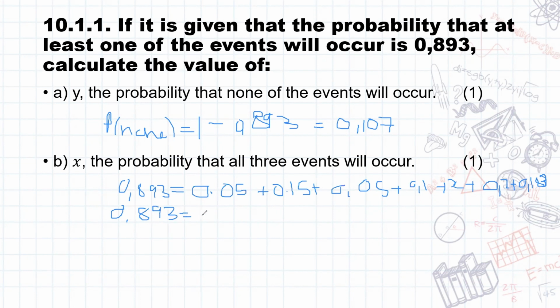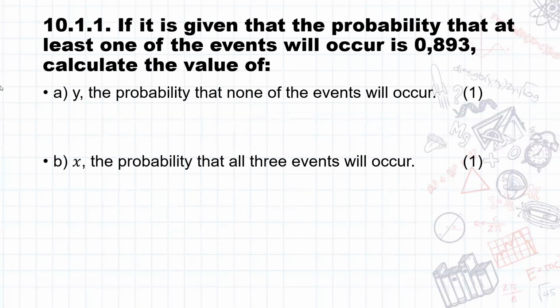All right, so we add all of this up, and on the left-hand side we still have 0.893 is equal to x plus all of the rest of them added up, and we get a value of 0.733. We take the 0.733 to the other side and subtract it from 0.893. What we're left with is x, and x is 0.16. All right, so that's pretty straightforward.